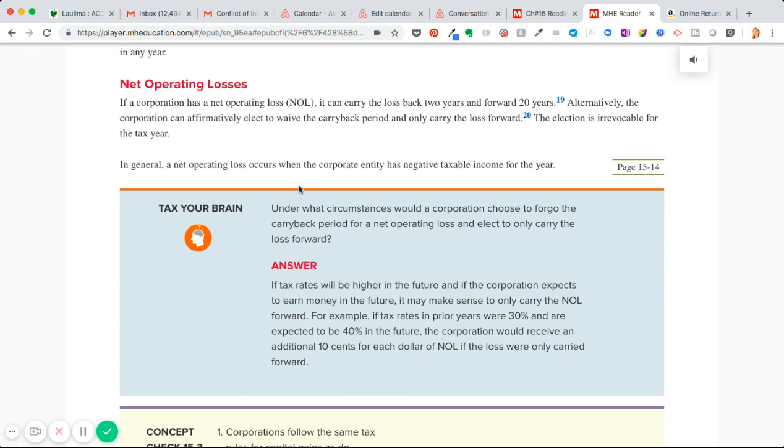Now, a net operating loss: if the business's expenses exceed its income, it can carry the loss back 2 years and then carry it forward 20 years to offset income.